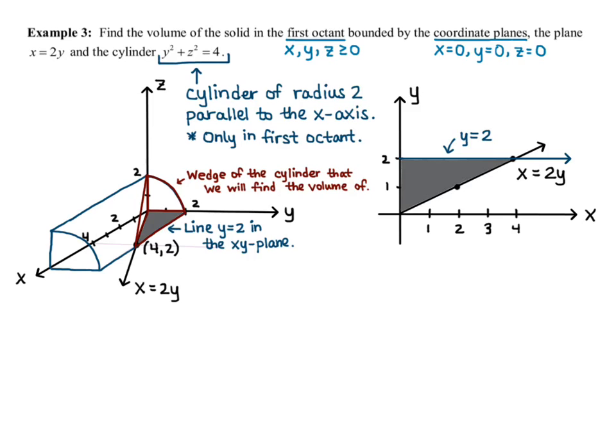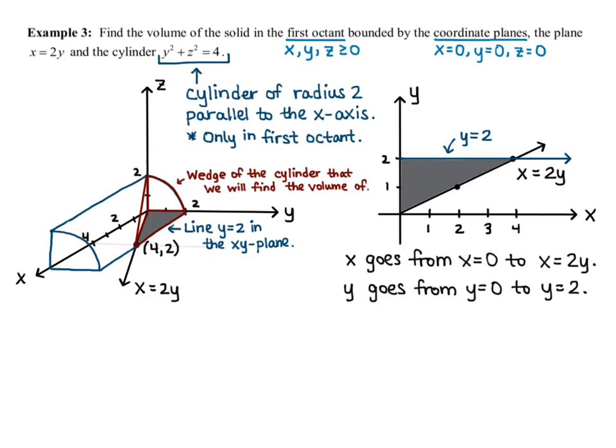Looking at our two-dimensional region of integration, we can determine that x goes from x equals 0 to x equals 2y. Since x is expressed as a function of y, we must have constant bounds for y. y goes from 0 to 2.